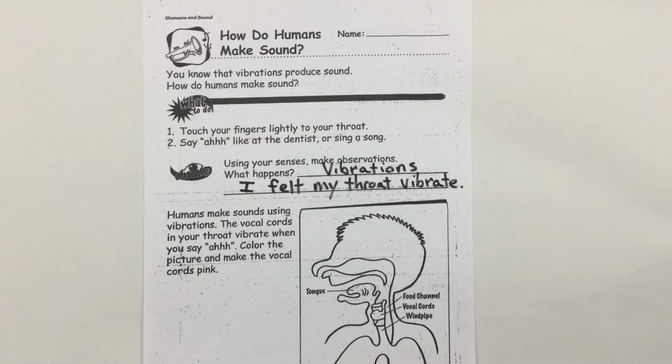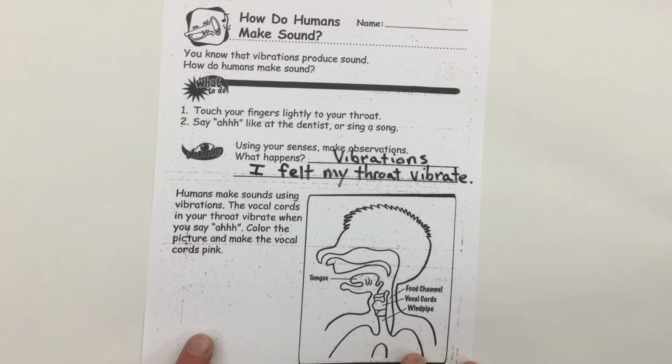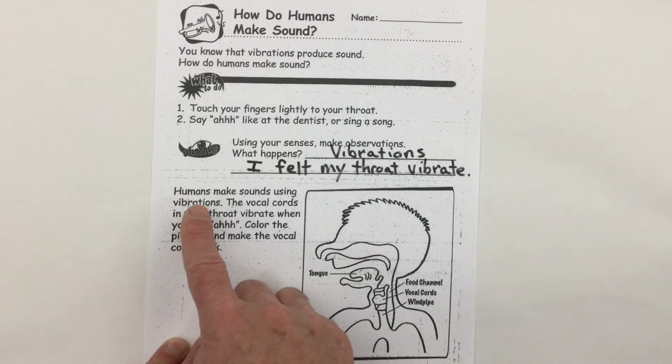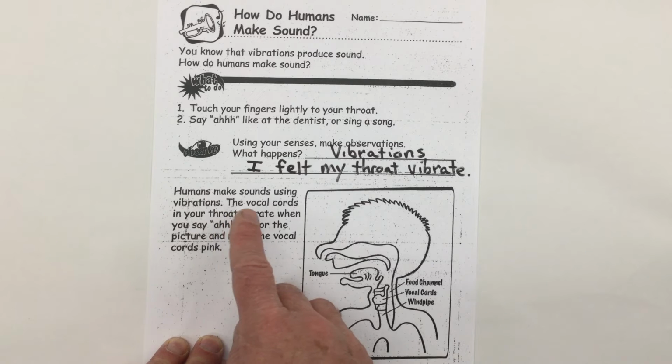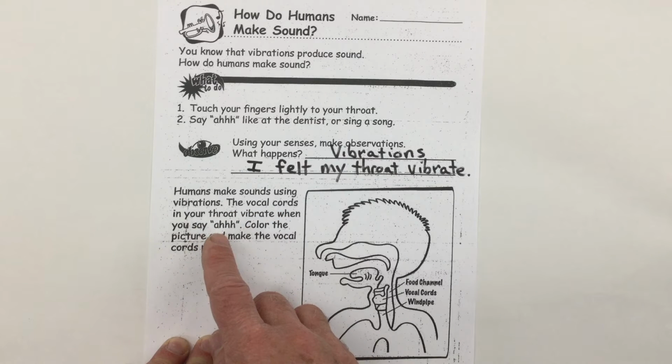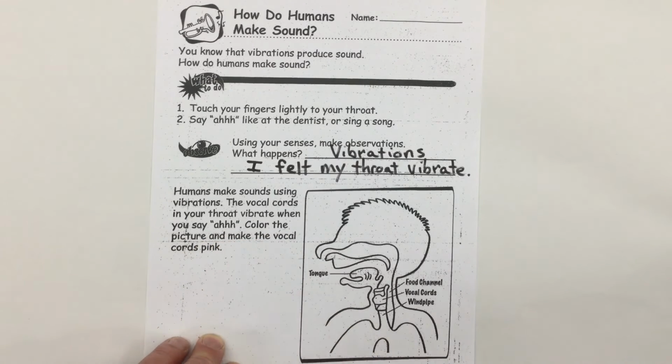In fact, what was vibrating was my vocal cords. Here in this picture, it says, humans make sounds using vibrations. The vocal cords in your throat vibrate when you say ah. Color the picture and make the vocal cords pink.